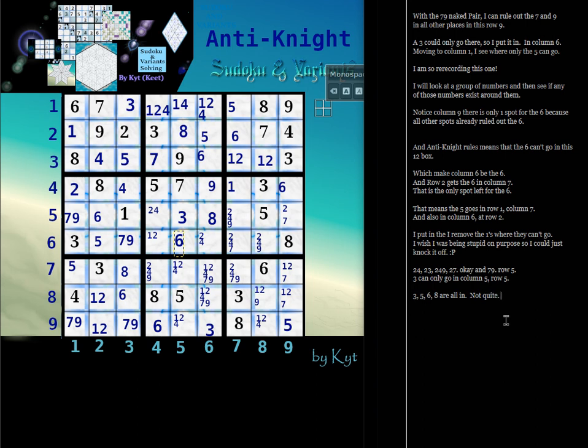Okay, not quite. I'll put in the 6 in column 5. And I do not see anything else to remove of these numbers.